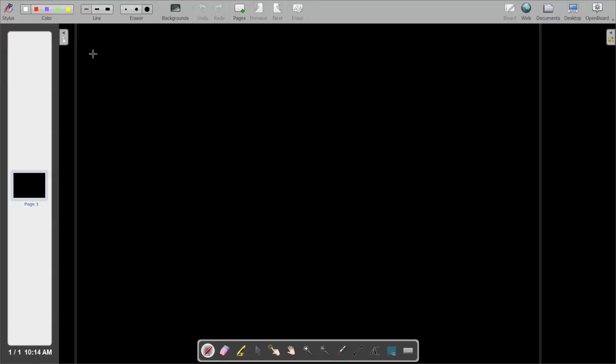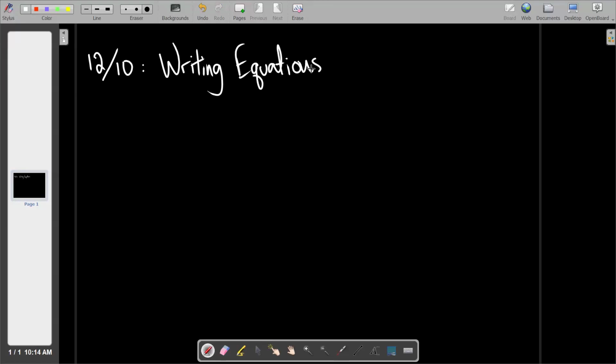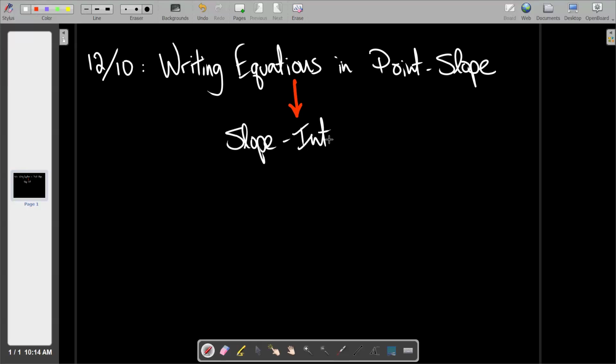I know. Yeah. Today is the 10th, and we are going to be writing equations in point-slope form, and then converting them into slope-intercept form. So this assignment today will not have multiple right answers.